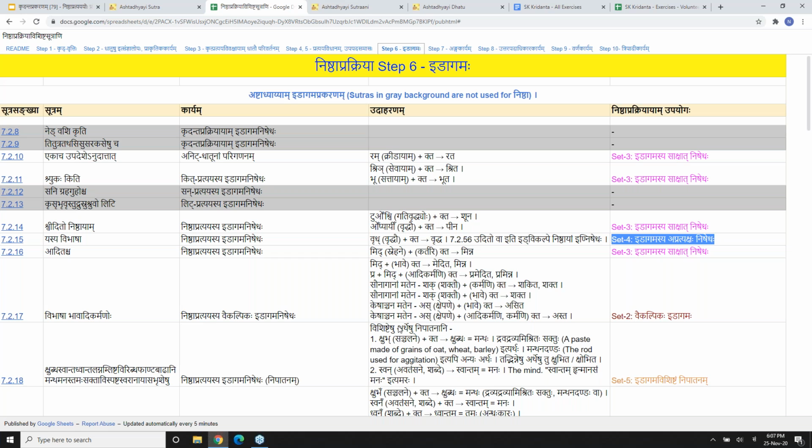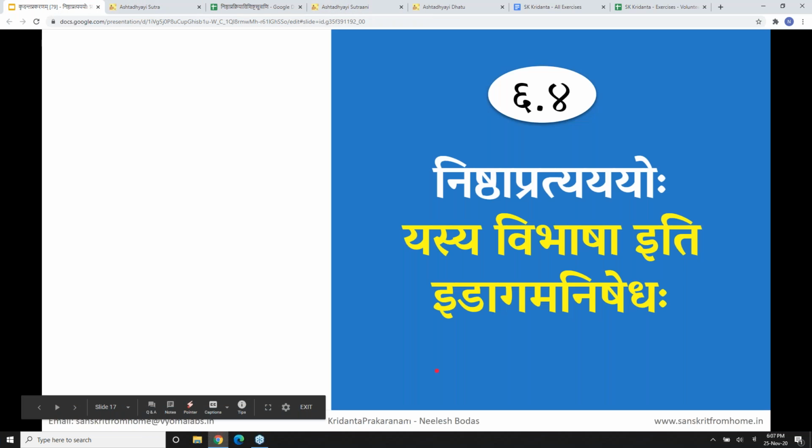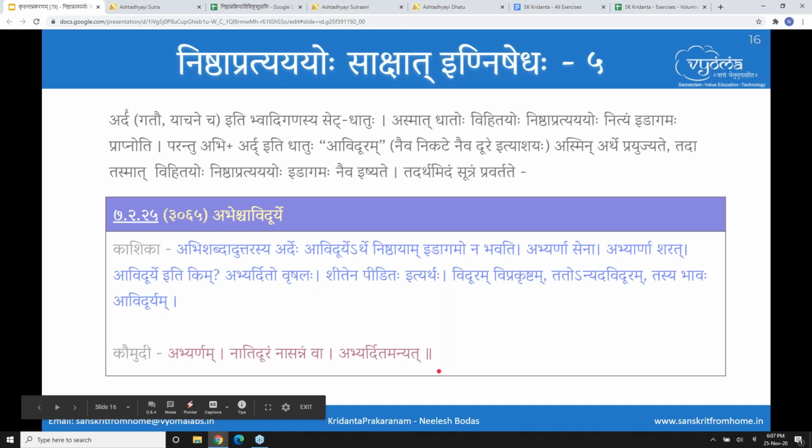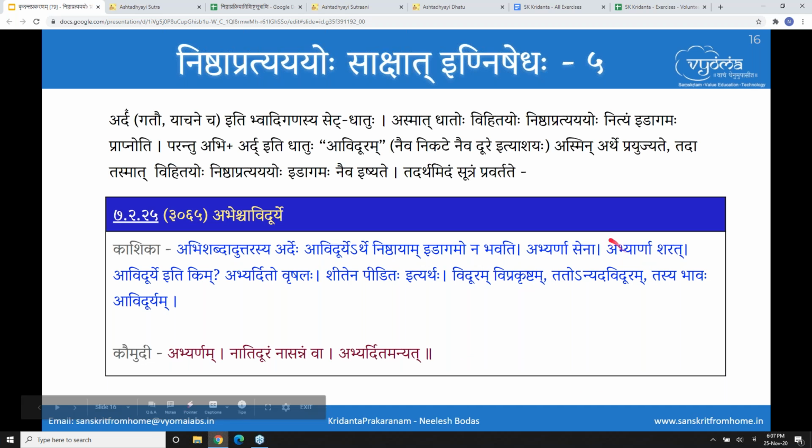So let me take a few more questions. Somebody is asking, is it abhyarna or abhyarna sharat? So first of all, abhyarna is a typing mistake. Look at this. Abhyarna sena. Similarly, it should be abhyarna sharat. And the commentaries say abhyarna because sharat is takaranta strilinga shabdaha. So abhyarna sharat iti bhavati.